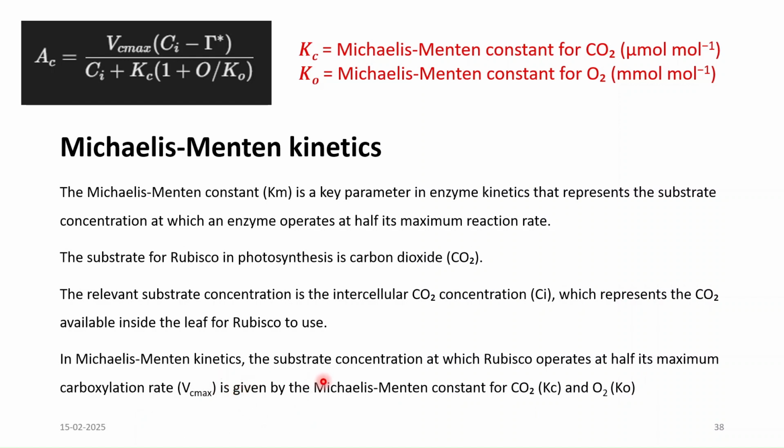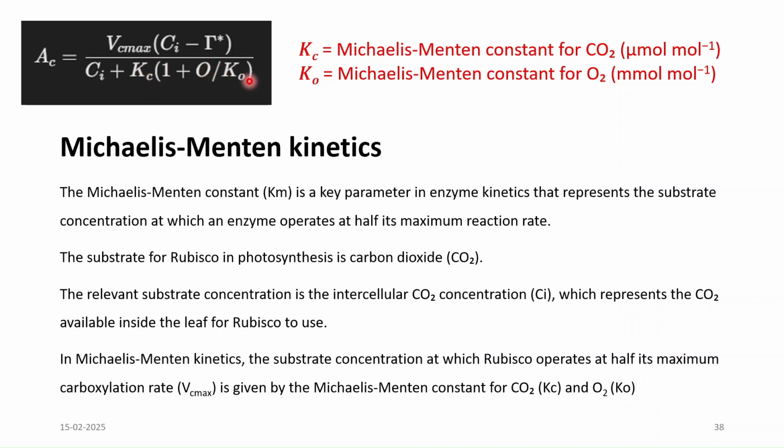So Kc is actually the carbon dioxide concentration when Vcmax is equal to half of its maximum value. So if Vcmax is equal to 100, the concentration of carbon dioxide inside the leaf at which Vcmax is equal to 50 is giving us the Michaelis-Menten constant. So that is the significance of this term and its relation to this equation.